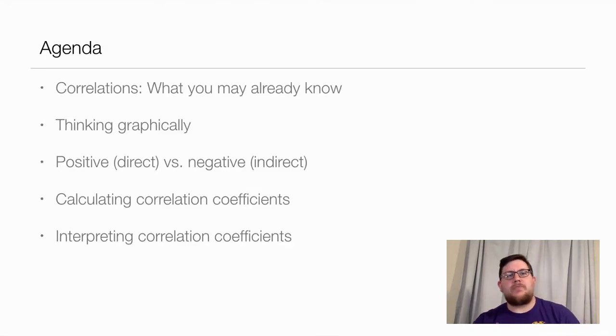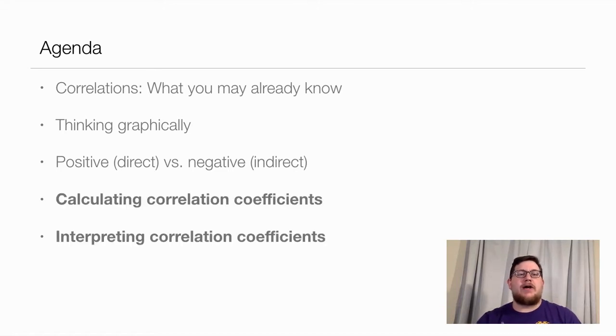Now, again, remind you of the agenda. Last time we went through correlations, what you may already know. We talked about how to think graphically about these correlations, as well as positive and negative or direct and indirect correlations. So today we're going to, as I said, talk about calculating correlation coefficients. How do we actually calculate the thing that we want, which is that numerical correlation? So we'll also talk about how we interpret these correlations. What is a good correlation? What's a strong correlation? Okay, so stay tuned.